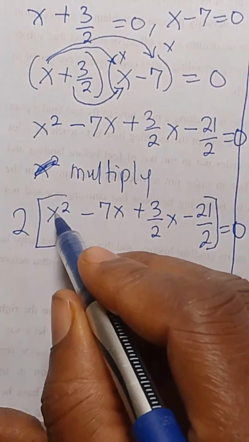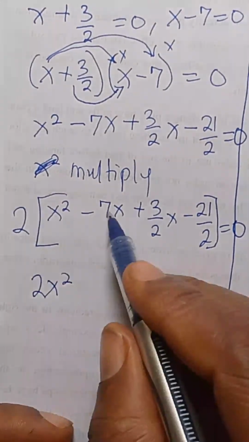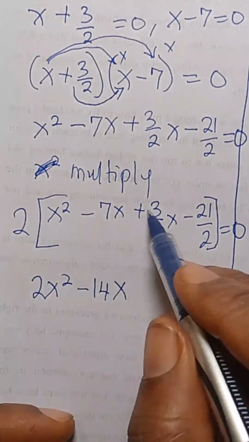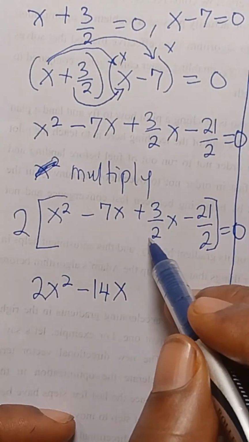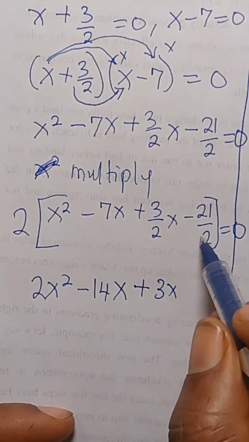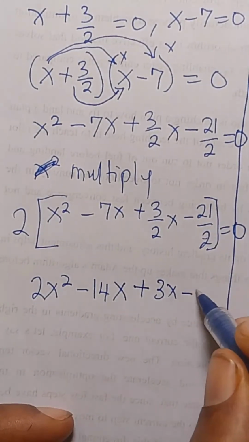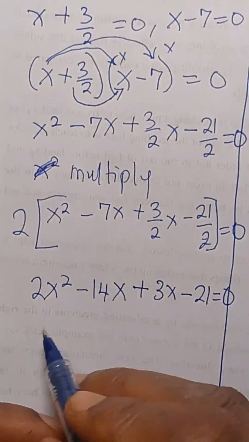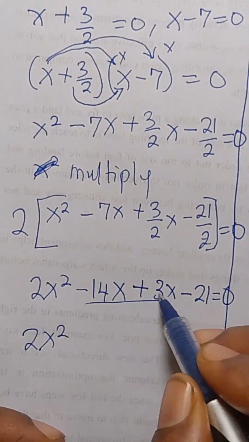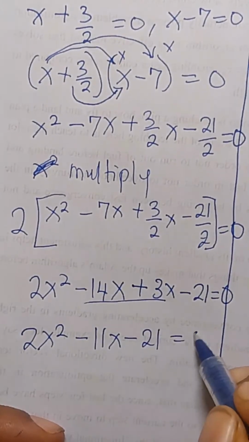Now here we have 2 times x squared, which will give us 2x squared. On this side we have 2 times minus 7, which will give us minus 14x. Here, if we do 2 times 3, it will give us 6, and 6 over 2 will give us 3, so we have 3x. If we do the same here, this will cancel and you have minus 21, equal to 0. We now solve here. We have 2x squared minus 14x plus 3x, which is minus 11x, minus 21, and that is equal to 0.